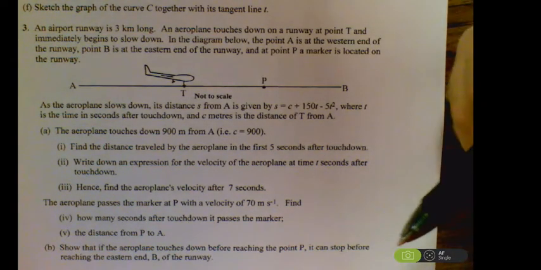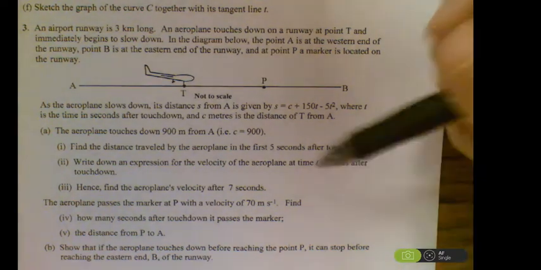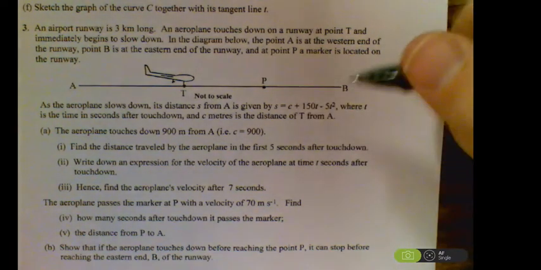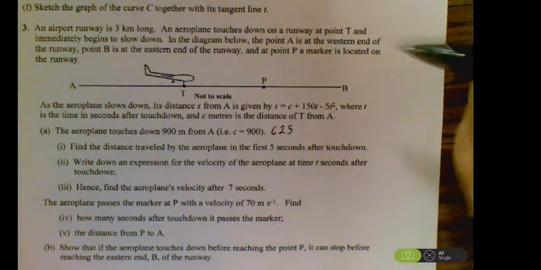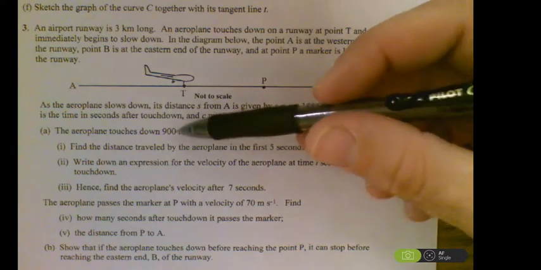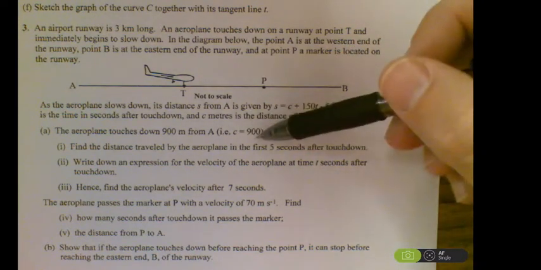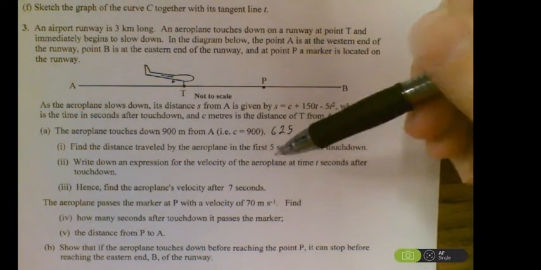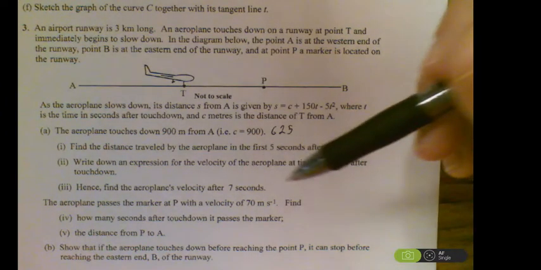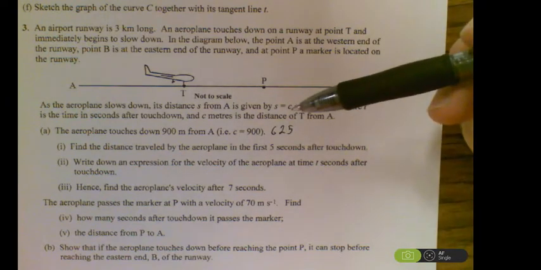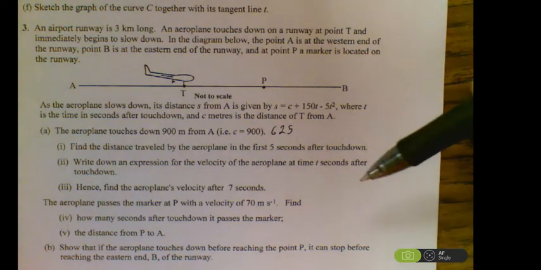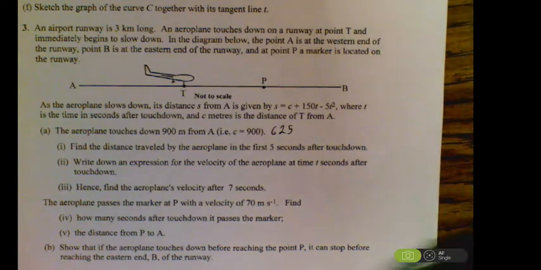We had the 900 already in there for C. If you do a little cleanup on that, you come out with 625 for that distance. That was just plugging in a few numbers that were already given to us. Again, the 900 went in there for C, and they made that pretty clear right here. 5 went in for T. Second part, write down an expression for the velocity, which we know is the derivative of our position function, at T seconds after touchdown. So we know we're going to need a derivative for part 2 here. Get a new sheet of paper real quick.